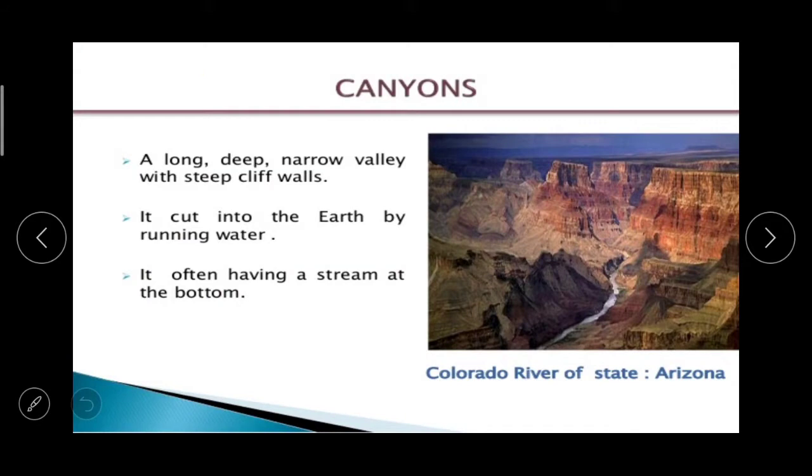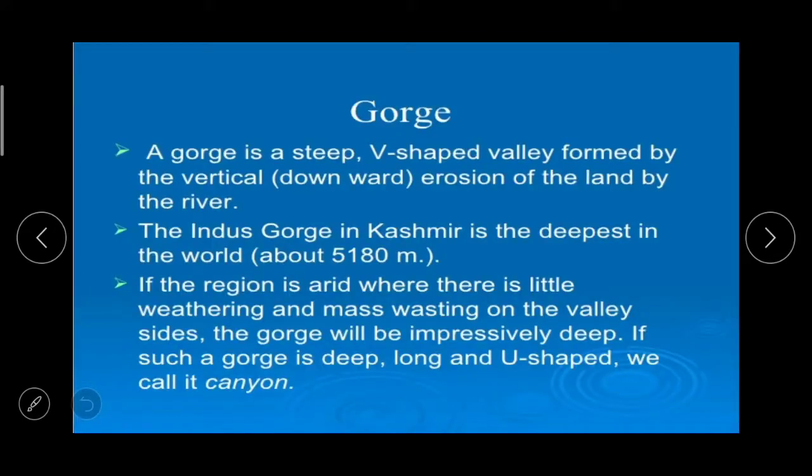Canyons: a long, deep, narrow valley with steep cliff walls. It is cut into the earth by running water, often having a stream at the bottom. Again here you can see. And the next one, that is gorge.